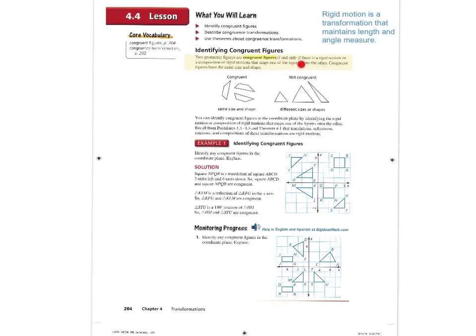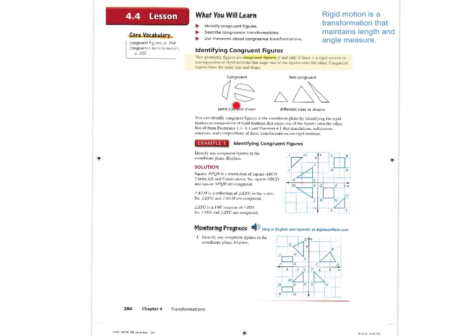This phrasing, if and only if, represents a biconditional statement, meaning if the hypothesis is true, then the conclusion is also true. And then we're seeing this rigid motion again in 4.4. We saw it earlier in 4.1 through 4.3. Here's the definition of rigid motion one more time. Rigid motion is a transformation that maintains length and angle measure.